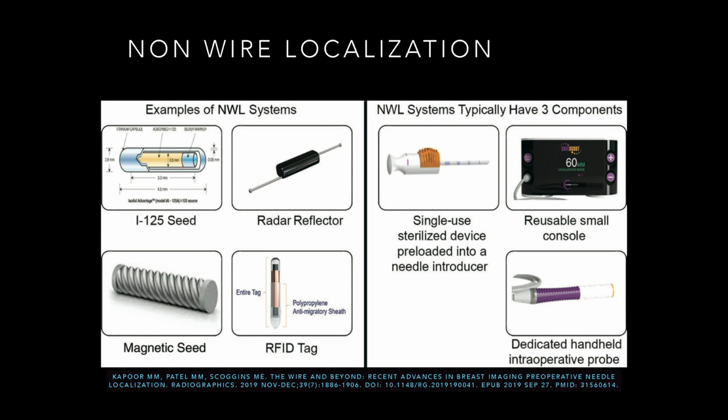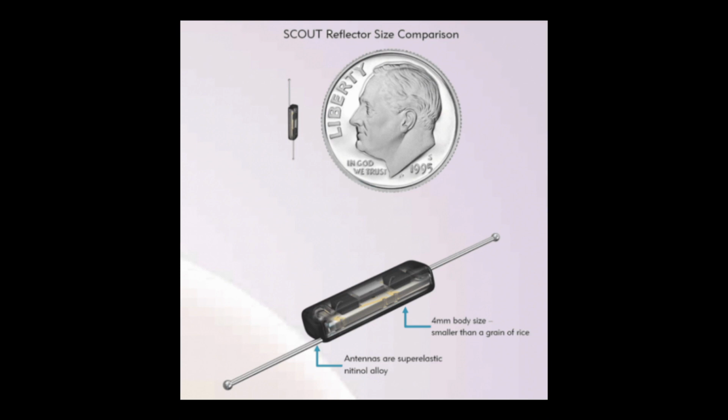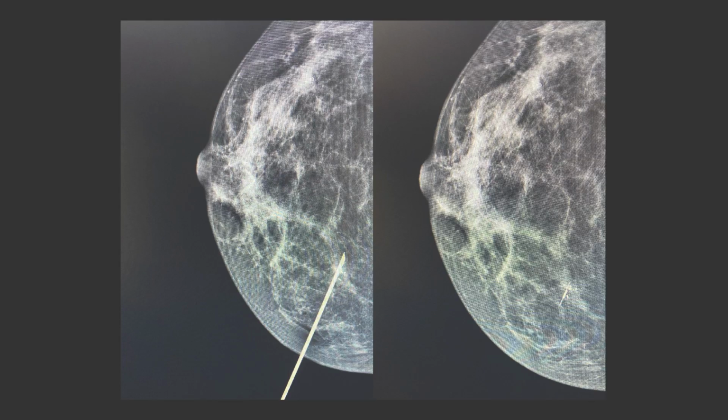So for non-wire localization, there are a variety of options here. And then here's a graphic of a radar reflector, just showing how small it is. These are two mammogram images. In the first image on the left, you see a needle entering the breast. That's the needle that the reflector is actually deployed through. The needle allows you to get into the breast where you need to be. The reflector is deployed and the needle is removed. So the image on the right shows the reflector inside the breast at the site of calcifications and a biopsy marker.